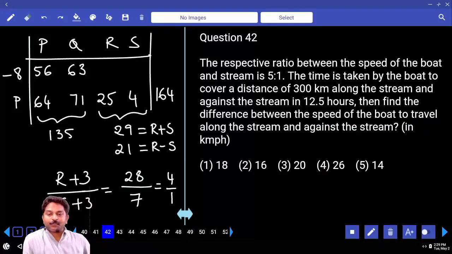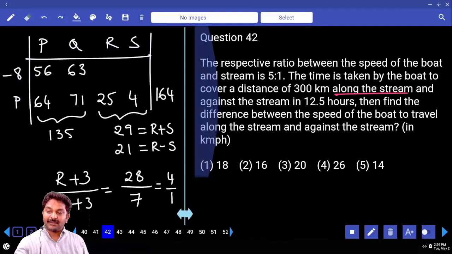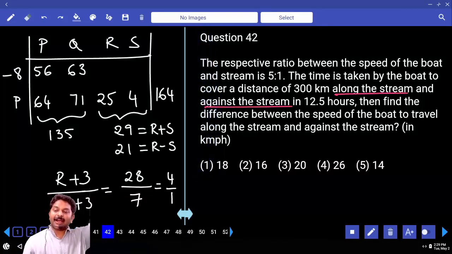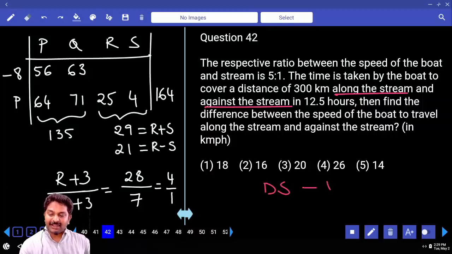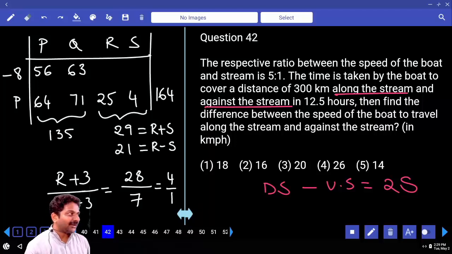Next, the respective ratio between the speeds of boat and stream is 5:1. The time taken by the boat to cover a distance of 300 kilometers along the stream, downstream, against the stream, upstream is 12.5 hours. Then find the difference between the speed of the boat to travel along the stream and against the stream. That means the difference between downstream and upstream only. That's what we want to calculate.